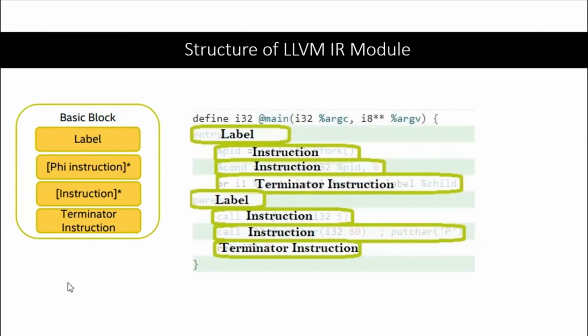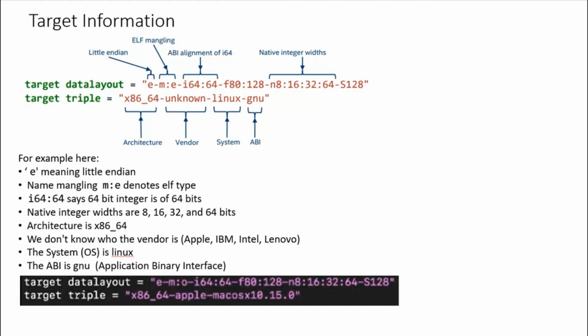Moving on to what is a basic block. Every basic block contains some instructions, and every basic block ends with a terminator instruction, which transfers the control flow to a different basic block or to a different function. For example, we have two basic blocks here.